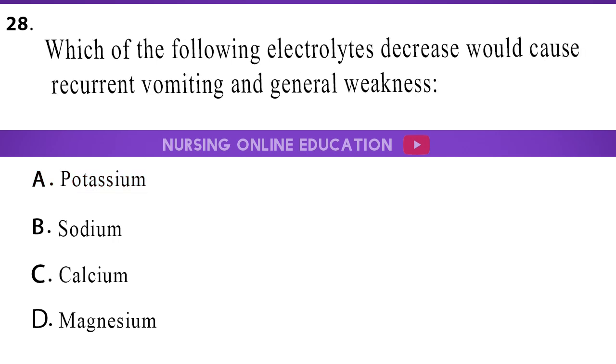28. Which of the following electrolytes decrease would cause recurrent vomiting and general weakness? A. Potassium, B. Sodium, C. Calcium, D. Magnesium. The answer is option A, potassium.